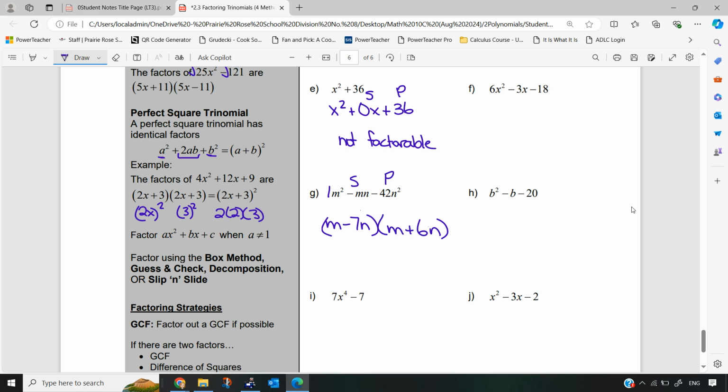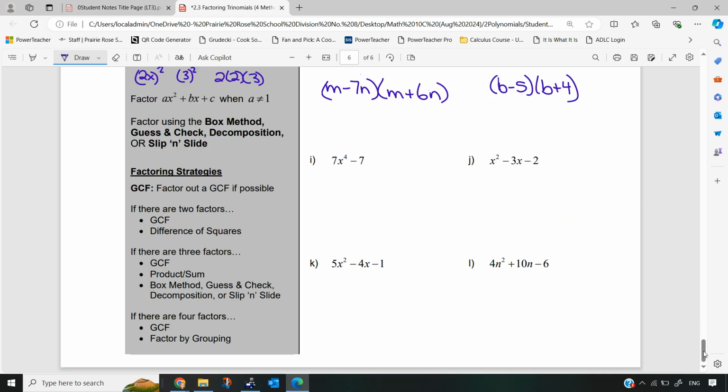Again, I have a trinomial with a leading coefficient of 1, so this is a product sum scenario. I'm looking for two numbers that have a product of negative 20 and a sum of negative 1. Once again, I have a negative product, so I want opposite signs. So my factors are going to be b minus 5 and b plus 4.